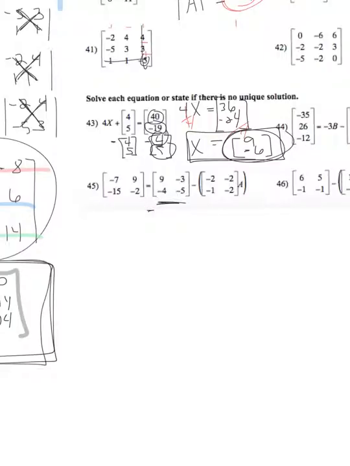How about I just subtract this matrix from both sides? I'll subtract that matrix over here also. So I'm going to subtract the 9, negative 3, negative 4, and negative 5. So I've got negative 7 subtract negative 9, so negative 16. 9 subtract negative 3, so 12. Negative 15 subtract negative 4, so negative 15 plus 4, negative 11. And negative 2 subtract negative 5, so negative 2 plus 5, 3.